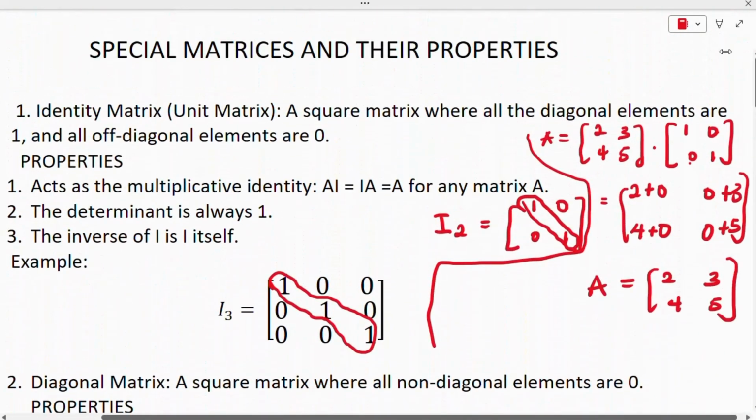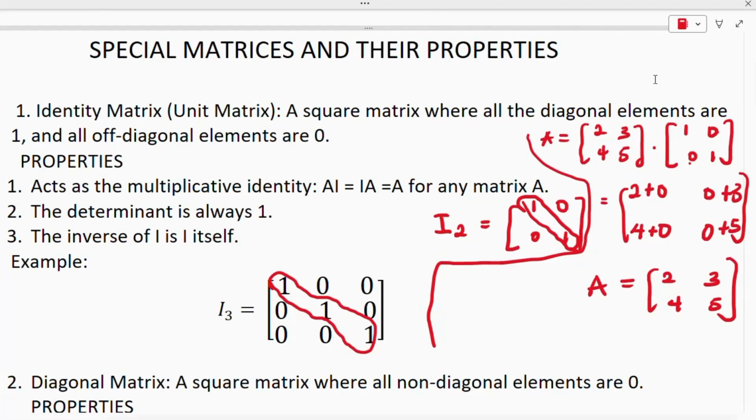So with this guys, I'm going to see you in the next video where I'm going to talk about how you can find the determinant of a 2x2 matrix and a 3x3 matrix.